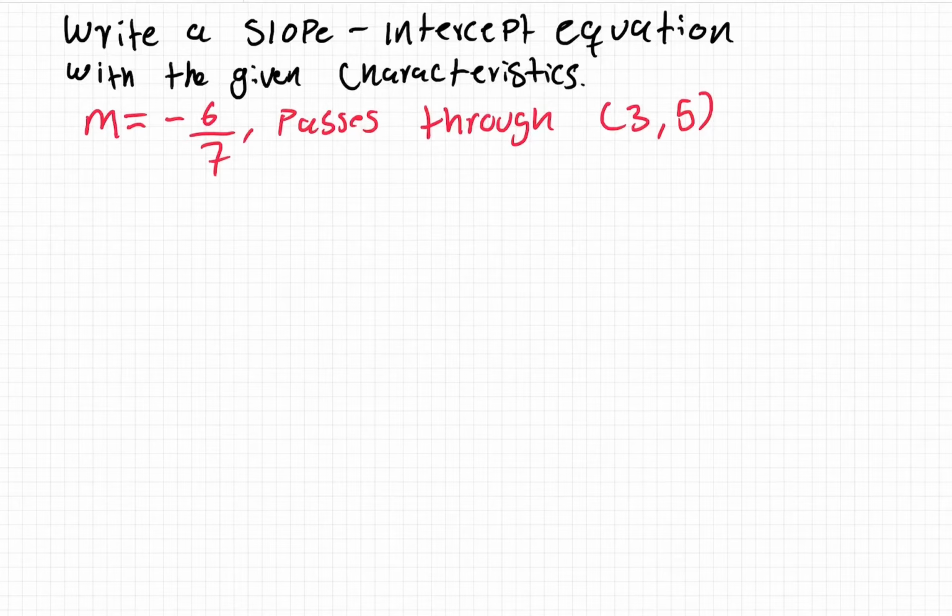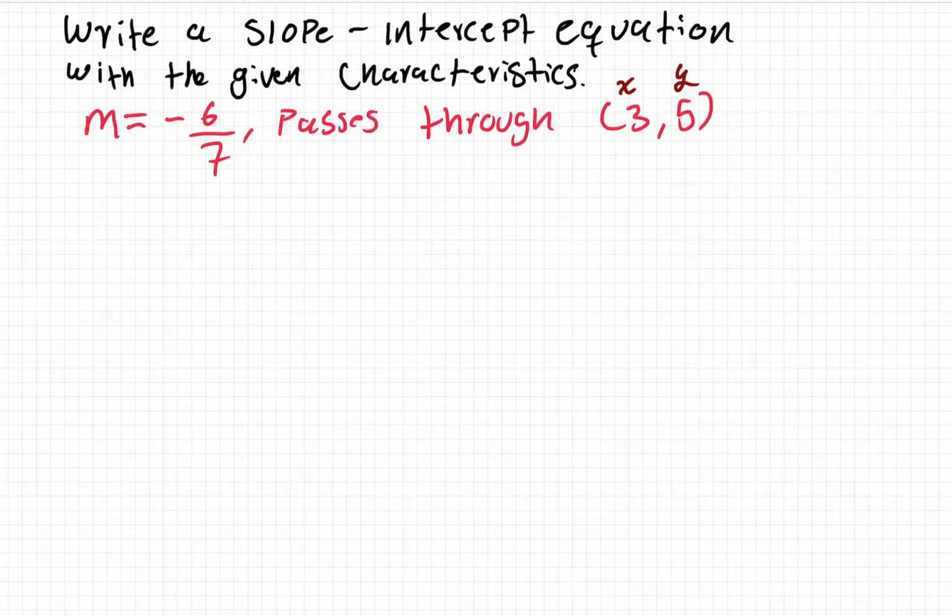So in this video, we're gonna write a slope-intercept equation with the given characteristics. M is the slope, which is -6/7, and it passes through a point (3, 5). So this is our x, this is our y.